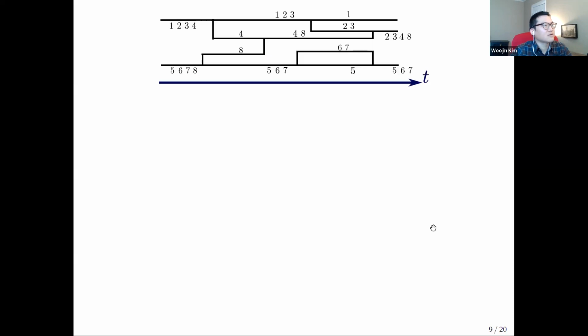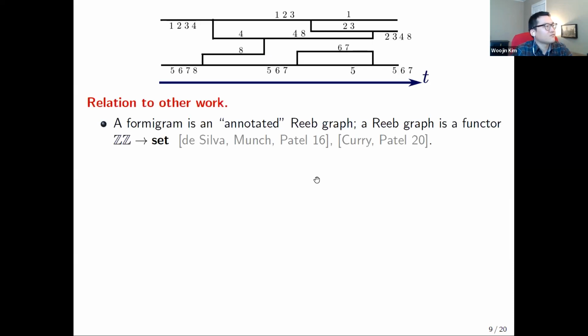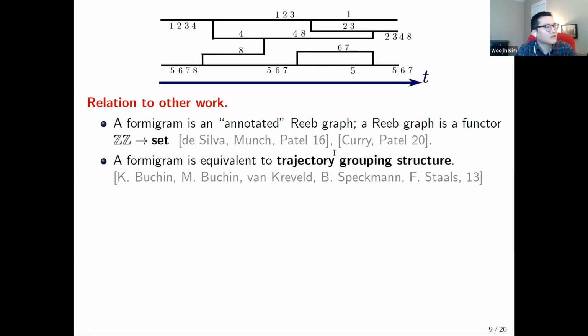So here are some remarks about formigrams. We can view a formigram as an annotated Rips graph. If you remember the Rips graph, many of you know that a Rips graph is a functor from the zigzag set to the Set category, forgetting about where the critical points are. I'm going to get to this point later again.